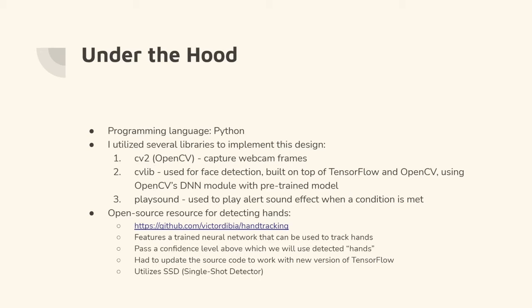Furthermore, I use an open source resource to detect the hands called hand tracking. It's in that GitHub repository shown on the screen. It features a trained neural network that can be used to track your hands. Basically, it will parse the image and develop a list of confidence scores for each position where it thinks it found some hands. And we go ahead and set a threshold for that in the code. And it utilizes a single shot detector to accomplish this task.